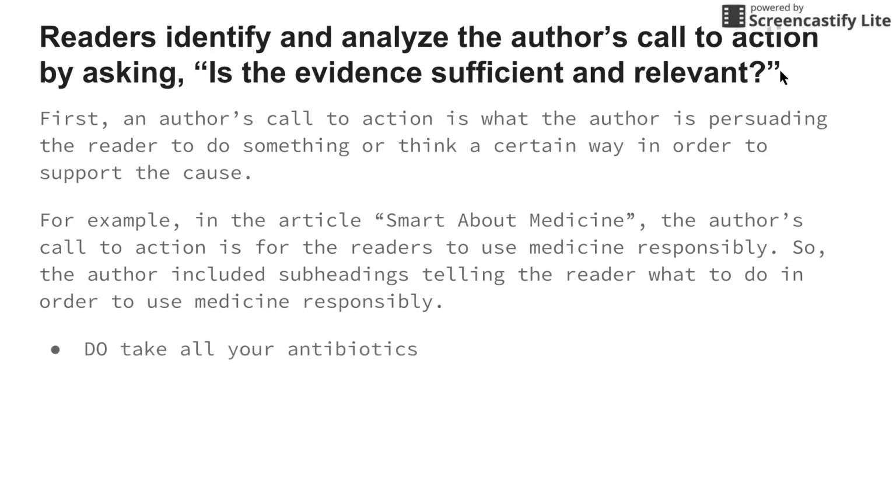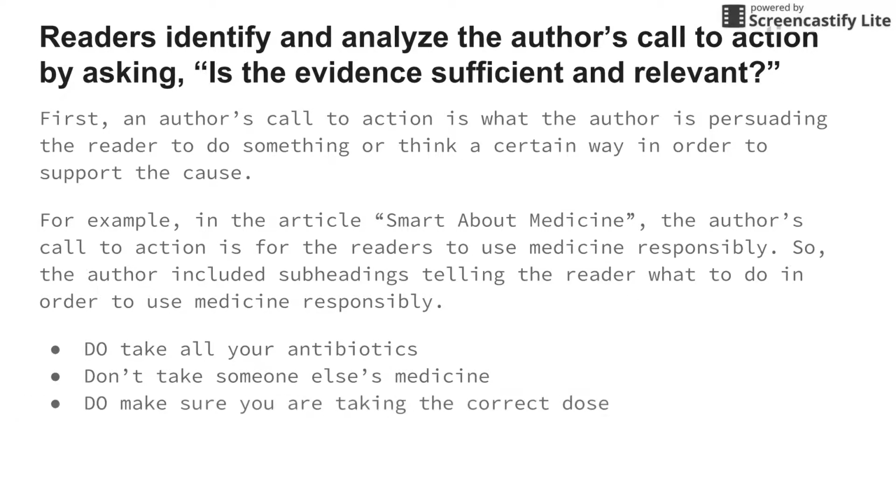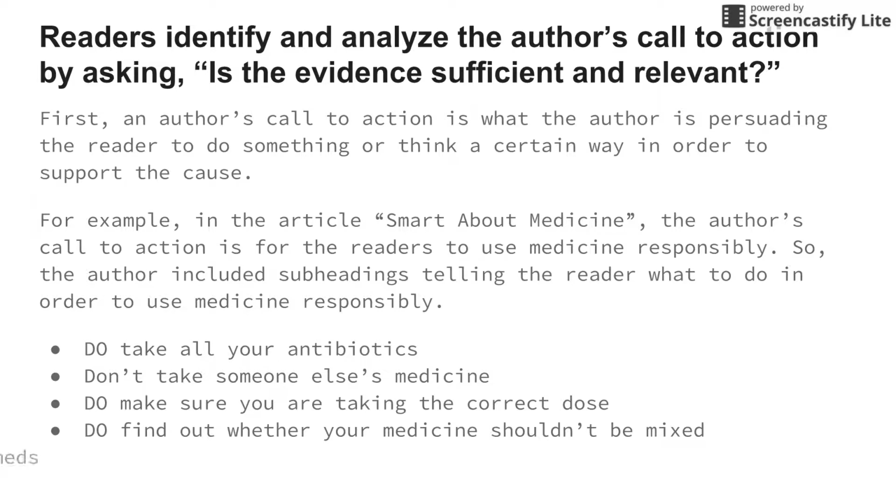For example, do take all your antibiotics. Don't take someone else's medicine. Do make sure you are taking the correct dose. Do find out whether your medicine shouldn't be mixed. Don't take expired meds. So those are a follow-up to the author's call to action, which is take medicine responsibly. And these 5 steps are ways you can abide by taking medicine responsibly.